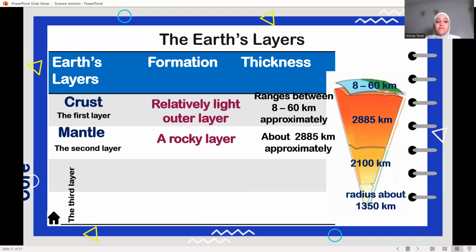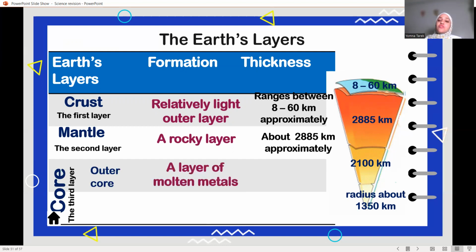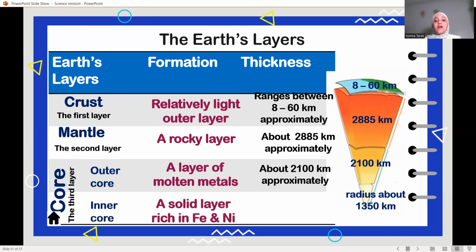And the third layer is the outer core and inner core. The outer core contains molten metals, while the inner core contains a solid layer. So it has solid metals, it has ferrous and nickel, and it's about 1,350 kilometers.